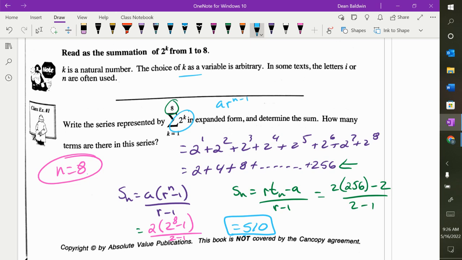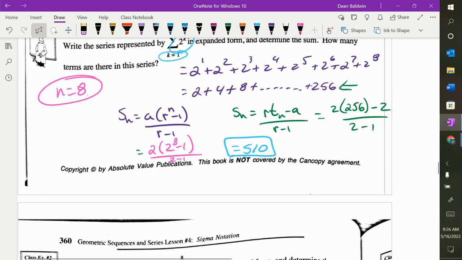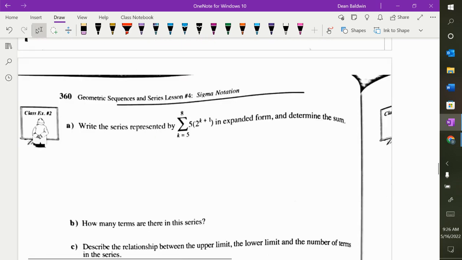All right. Are there any questions about what sigma means so far? It just means add up all the terms, starting with the bottom number going in and all the way up to the top number. Going once, going twice.